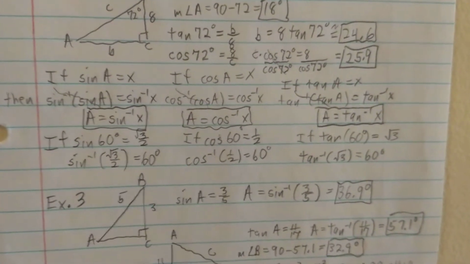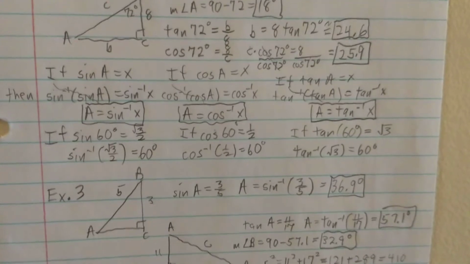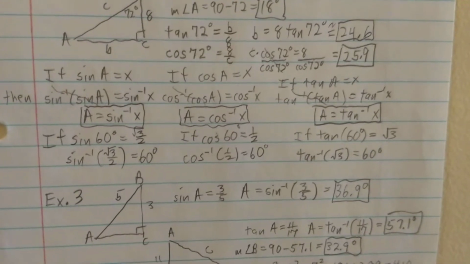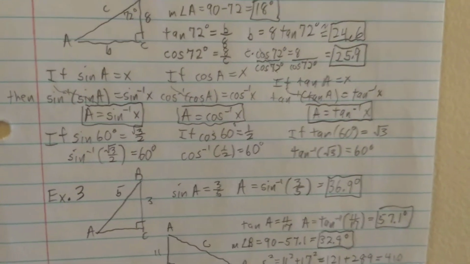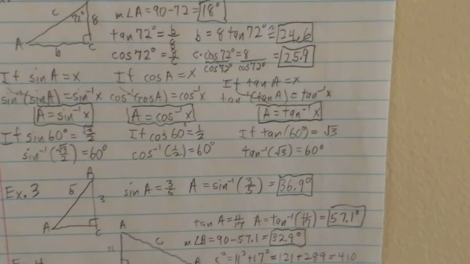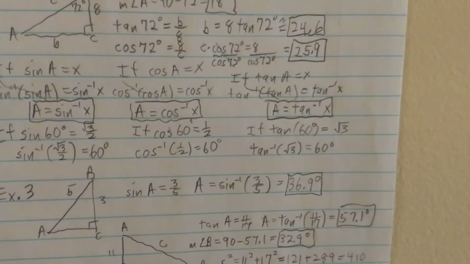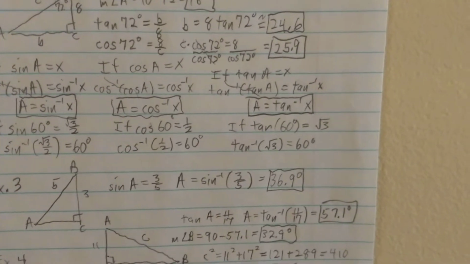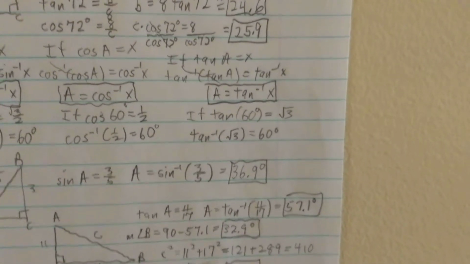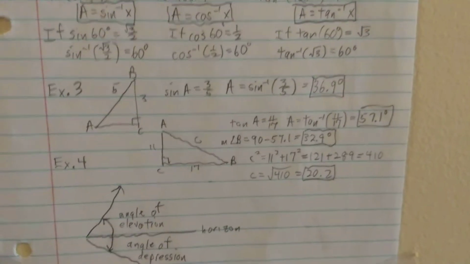And also, if sine 60 is square root of 3 over 2, then doing what we just did above, sine inverse of square root of 3 over 2 is 60, having taken sine inverse of both sides and reversing left and right. Also, cosine inverse of 1/2 is 60. And if tangent of 60 is square root of 3, which it is, we can take tangent inverse of both sides and get tangent inverse of square root of 3 is 60. So that's how we get angles, using the inverse trig functions.